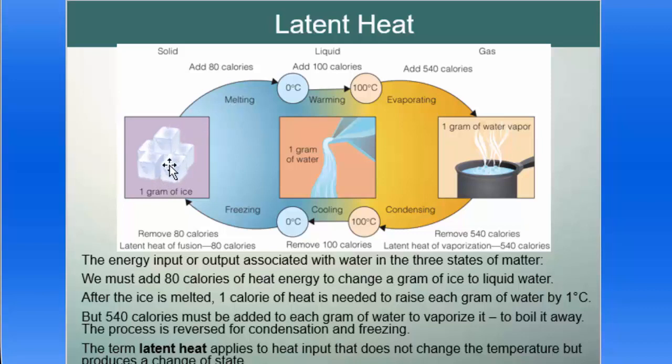Or let's look at it a different way. You have ice in your tea or ice in your soda. Your soda's warm, your tea's warm. You put ice in it. The melting of the ice requires 80 calories of heat. Where does it get the heat from? It gets it from the soda or from the tea, thereby chilling the tea.